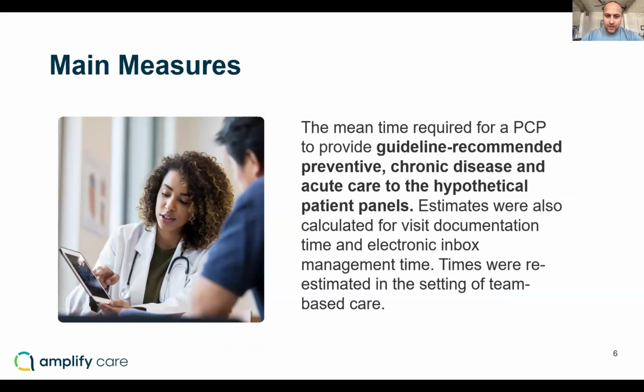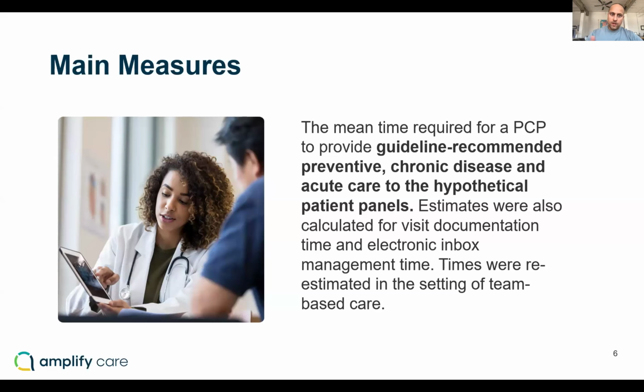Yeah, their outcome here was looking at guideline-recommended preventive, chronic disease, and acute care. So they did include some additional care on top of the guideline stuff: preventive care, chronic care, for this patient panel. I think the size they chose is 2,500 for the patient panel. And then they went a step further and asked how much time the clinician would actually need to document that and manage any messages related to it.